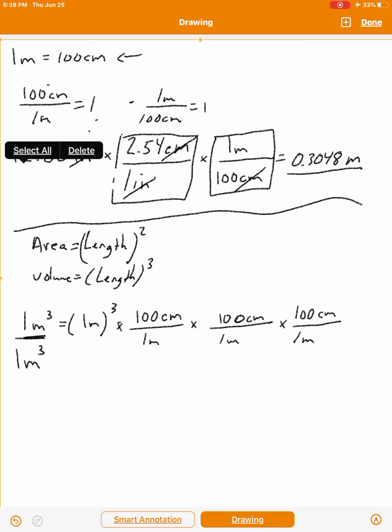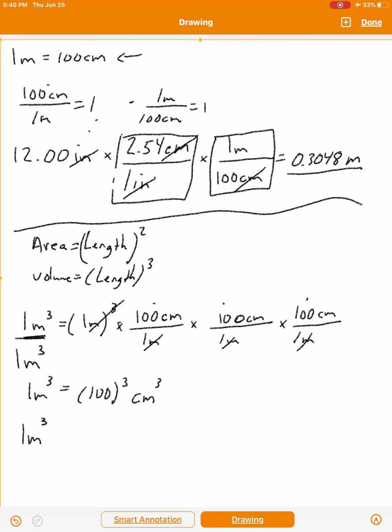So if you do this, a meter times a meter times a meter is a meter cubed. So that means that 1 meter cubed is 100 times 100 times 100 centimeter times a centimeter times a centimeter, 100 cubed centimeter cubed. So this leads to quite a relationship. A meter cubed is 100 cubed, which is 10 to the 6th centimeter cubed. That's quite a large relationship.